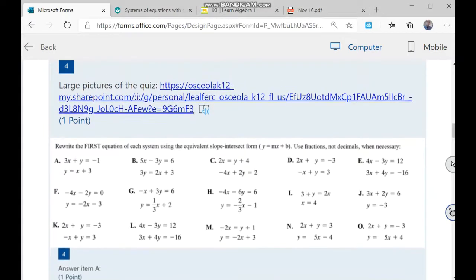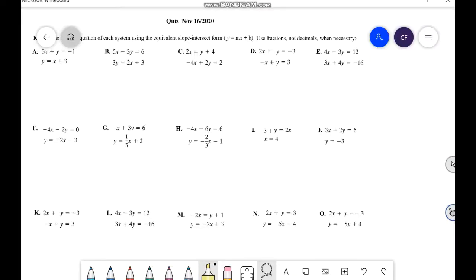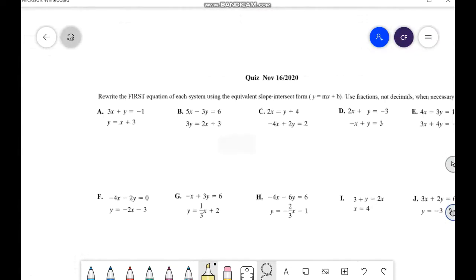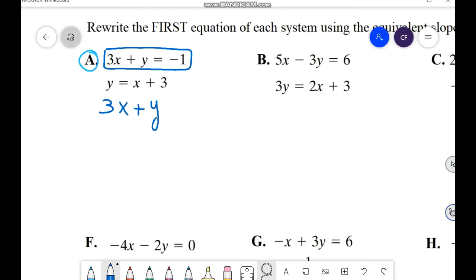Now we're going to work on this part here, today's topic. Rewrite the first equation of each system using the equivalent slope-intercept form, y equals mx plus b, and use fractions, not decimals, when necessary. This is only the first step that we're going to work on today. Let me work letter A as an example. Get the first equation: 3x plus y equals negative 1.